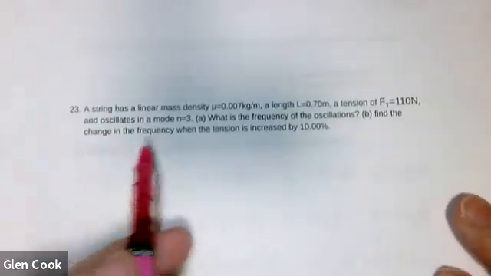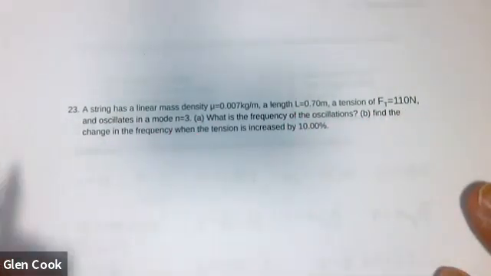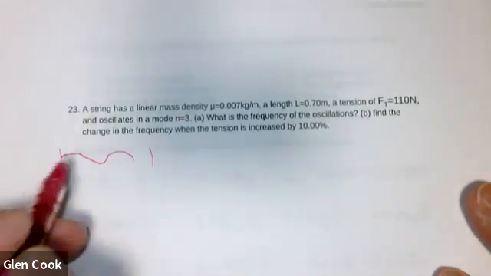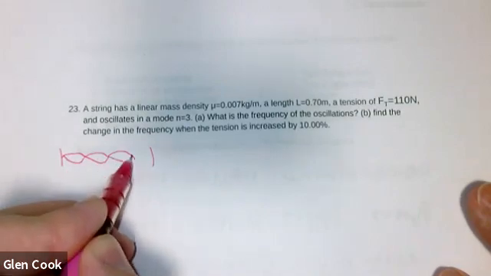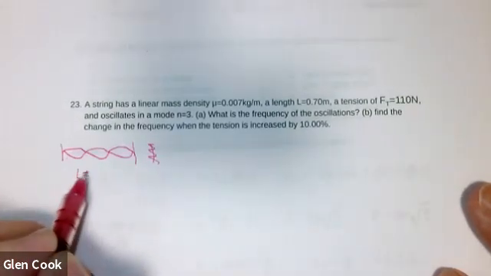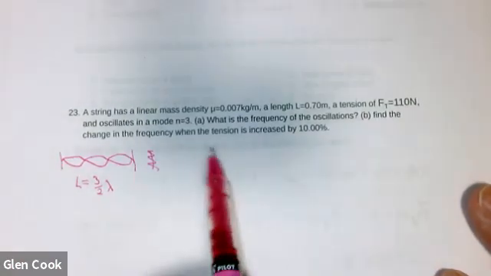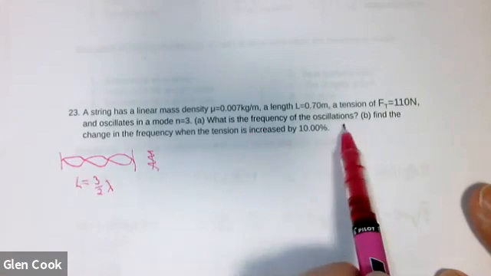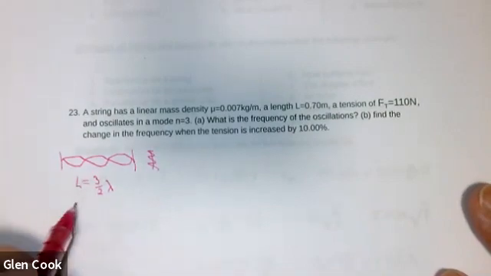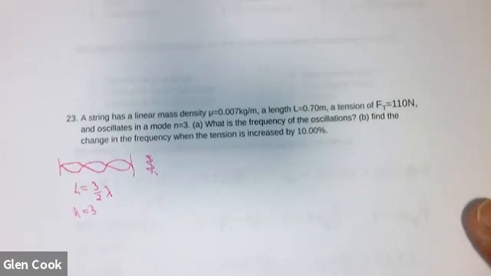It's a string, has a linear density and a length and a tension, and oscillates at n equals 3. That means it has 3 loops. If you think about it, it looks like this. I can't draw it very well, but there we go. That's n equals 3. It's what it looks like, where the length is equal to 3/2 of a wavelength, in case you need to know that. Okay. What is the frequency of the oscillation? So you're trying to find the F of this when it resonates at n equals 3. So n equals 3. That's important to note. Find the change in the frequency when the tension is increased by 10%.